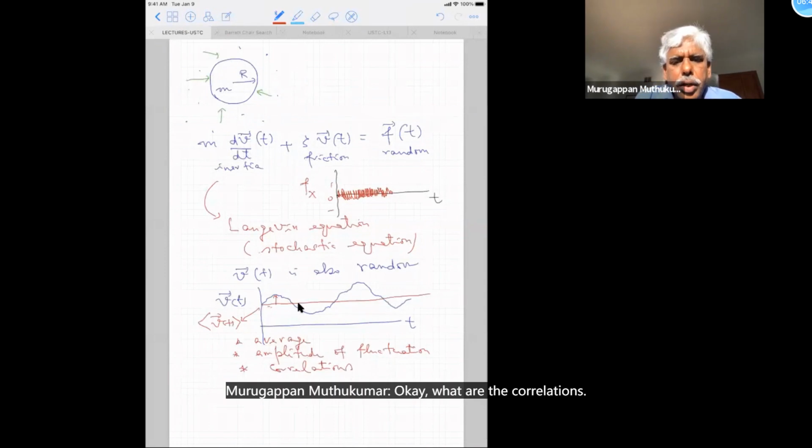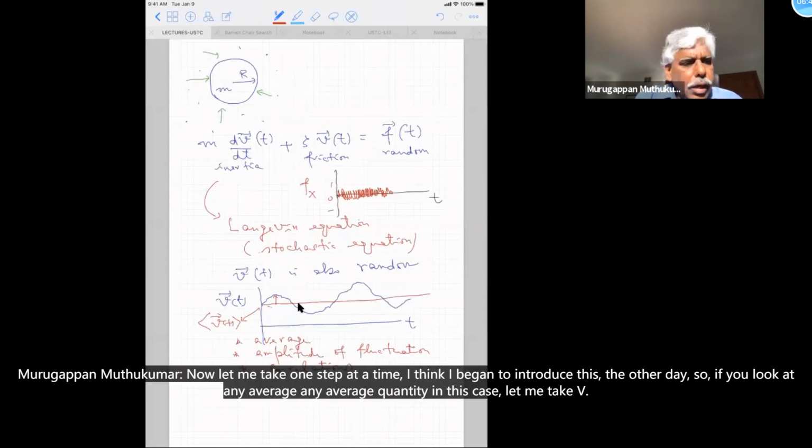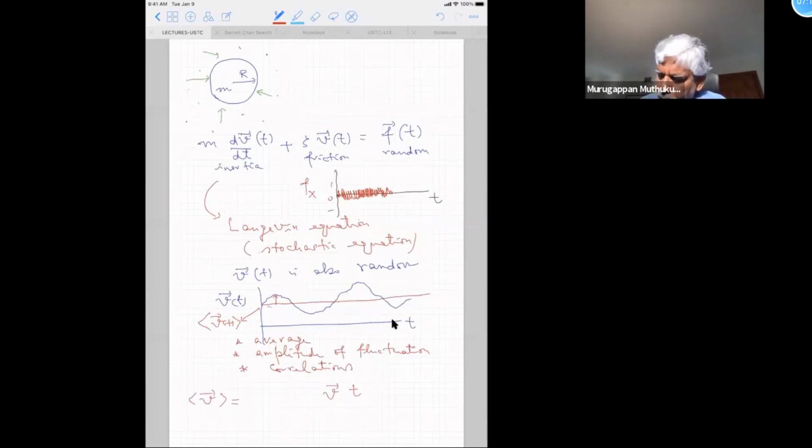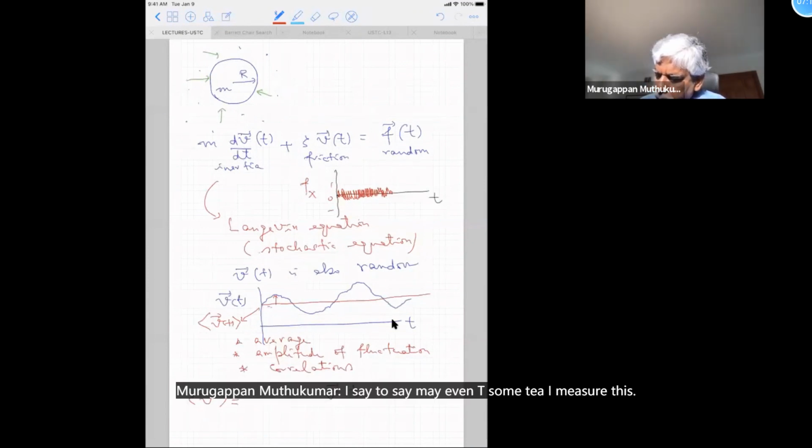Okay. What are the correlations? Now, let me take one step at a time. I think I began to introduce this the other day. So if I look at any average quantity, in this case, let me take V average. How do I define V average? What I do is I measure the velocity at this point, everywhere over a period of time. So I measure V at some, say, T1, even T, some T, I measure this.